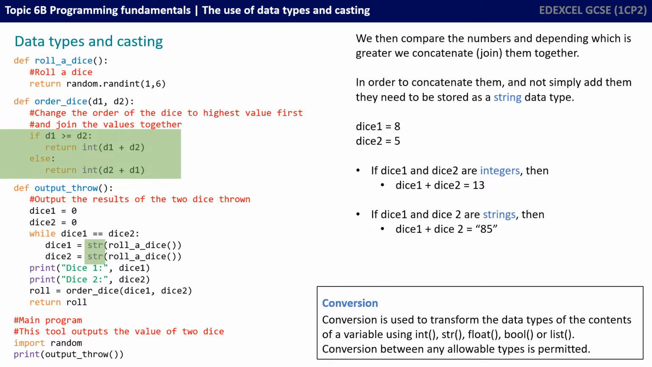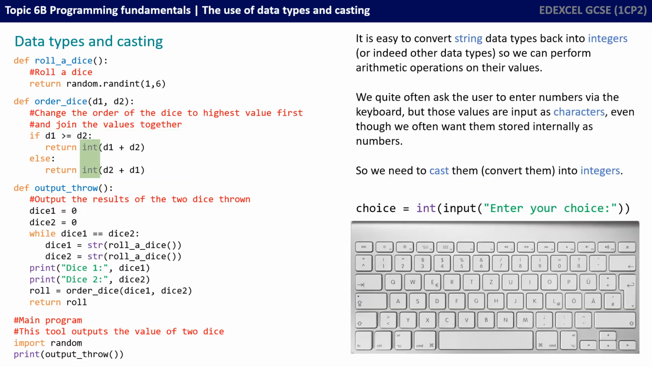So we have a need here to cast or convert one data type to another. And we do that with the str command, which converts a data type into a string. And we're able to convert from pretty much any data type to any other data type. It is easy to convert string data types back into integers, or indeed to other data types like I've just said, so we can perform arithmetic operations on their values.